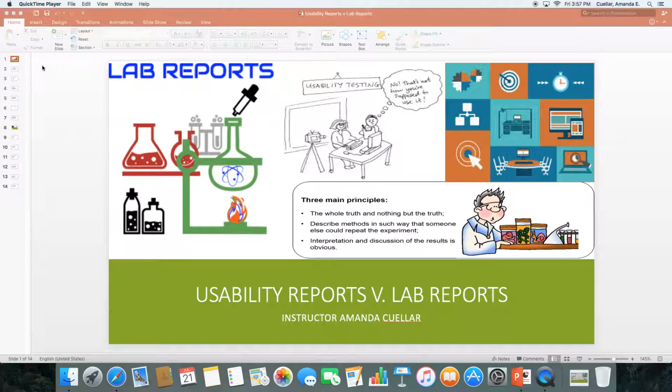We're going to review the basic components of a lab report or scientific report and compare it to the components you will need to include in your usability report. I will be going through information you will learn from the scientific reports handout posted on Canvas and Wednesday's assigned reading on usability reports.